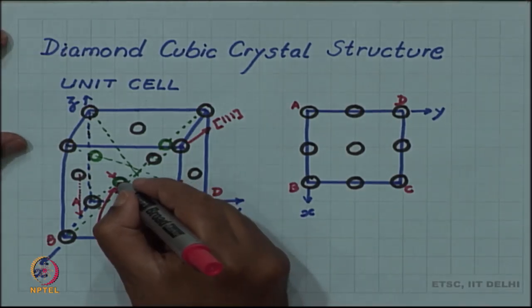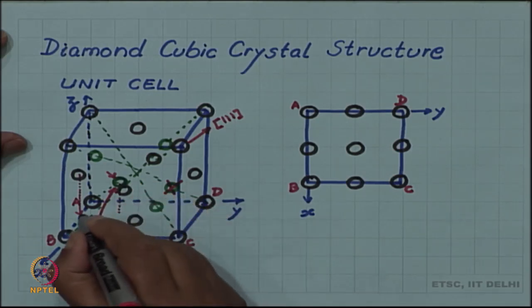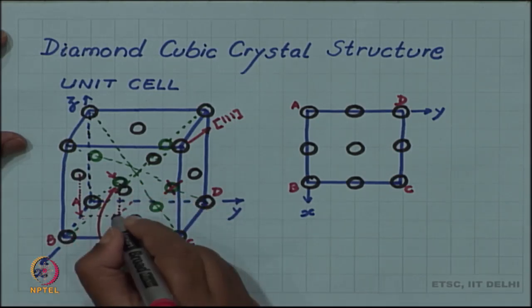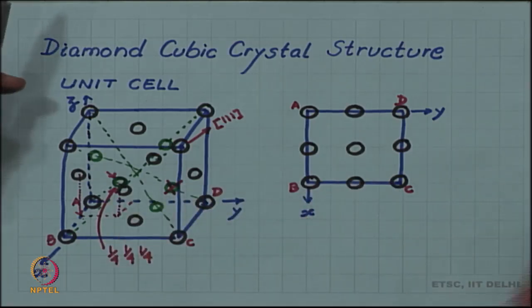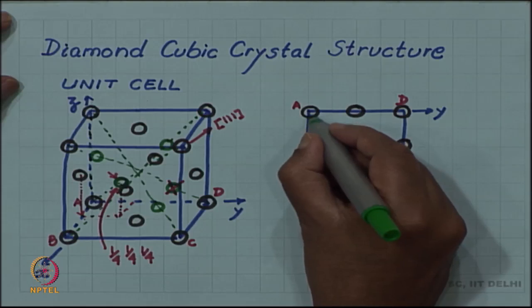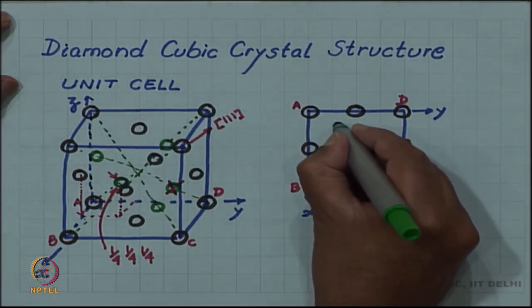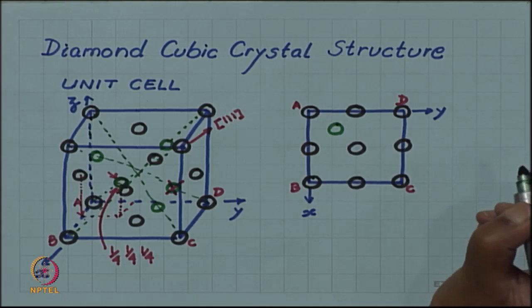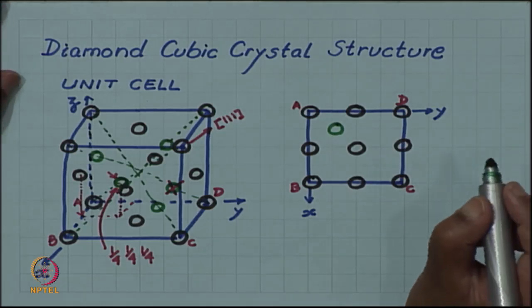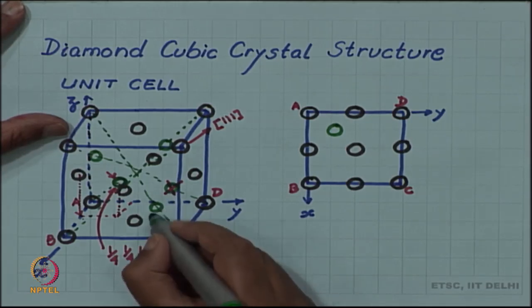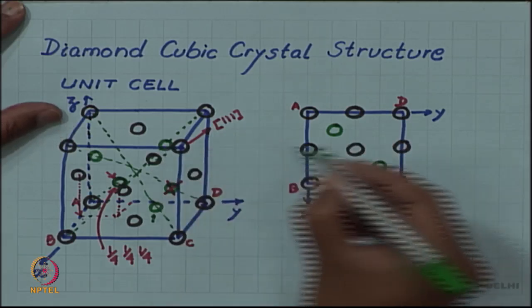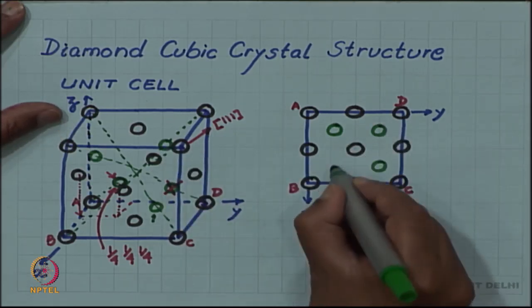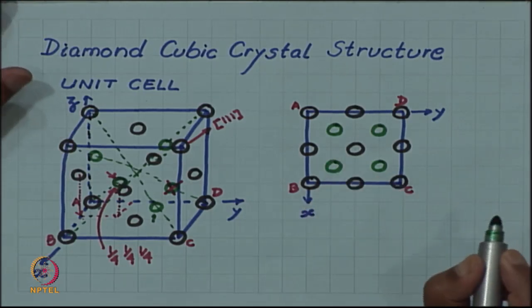So, when I project this, it will show 1/4 along x and 1/4 along y, and the z component of course will not be seen in the projection. So, if I now project this particular green atom on the body diagonal, I will get it at 1/4, 1/4 here. Similarly, if I project this one, it will come here, the third one will go there and the fourth one will go there.